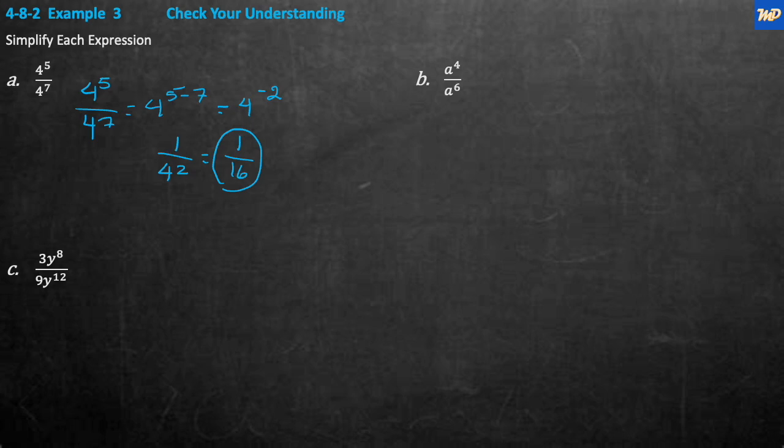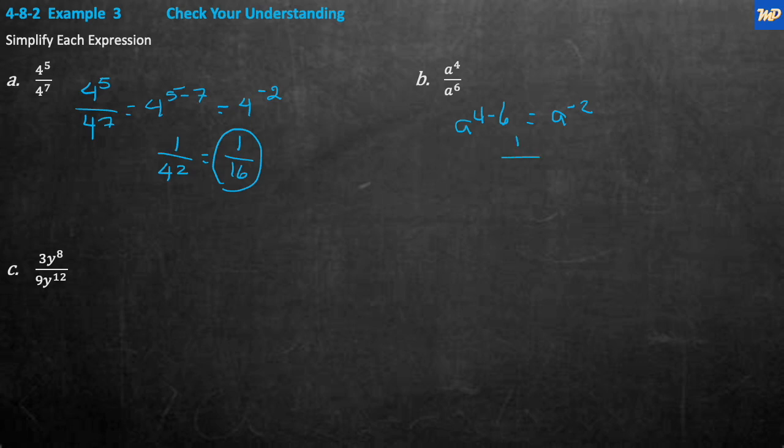For B, we have a to the 4th divided by a to the 6th. So it's a to the 4 minus 6, and that equals a to the minus 2. We've got another squared going on here. This time we're going to move the a to the minus 2 to the denominator.